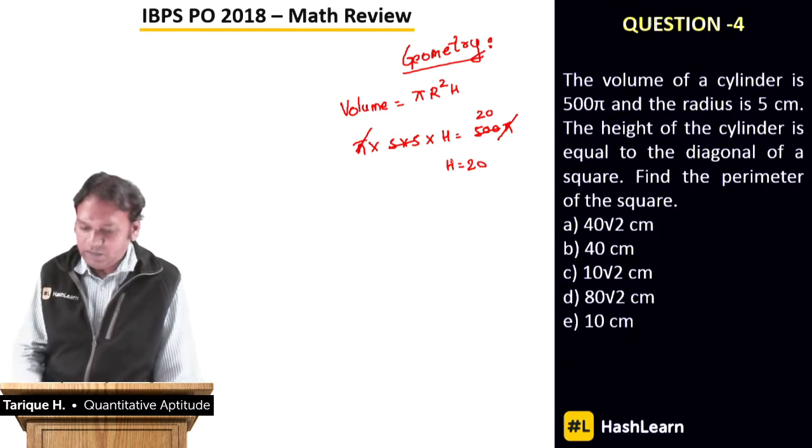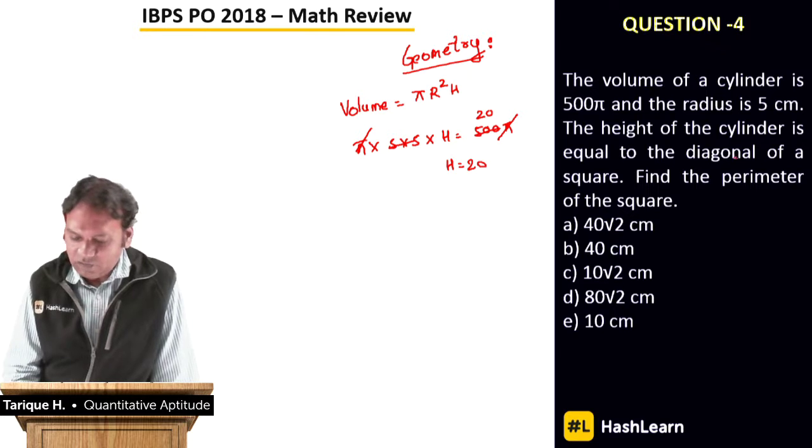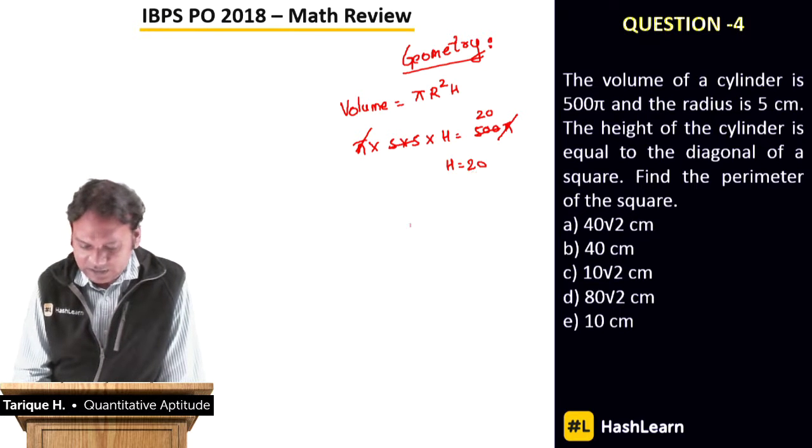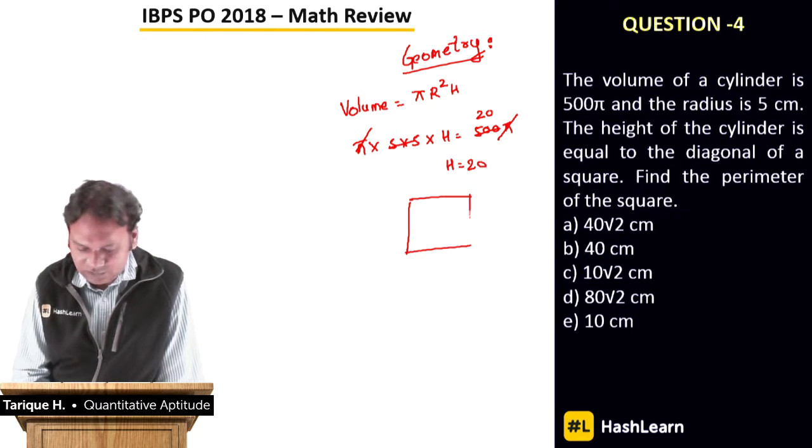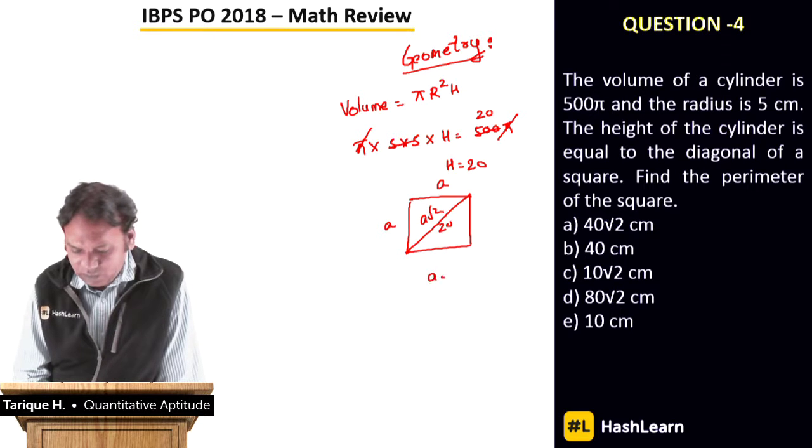Okay. Now the height of the cylinder is equal to the diagonal of a square. So this height of the cylinder is equal to the diagonal of a square. So this diagonal of the square is 20. We know the formula: if the side of the square is a, then the diagonal should be a root 2. So a root 2 is 20. Then a will be 20 by root 2. Find the perimeter of the square. The perimeter of the square is 4 times a.